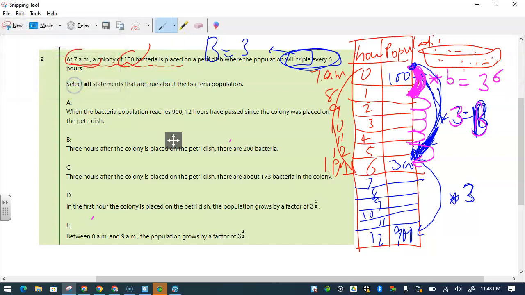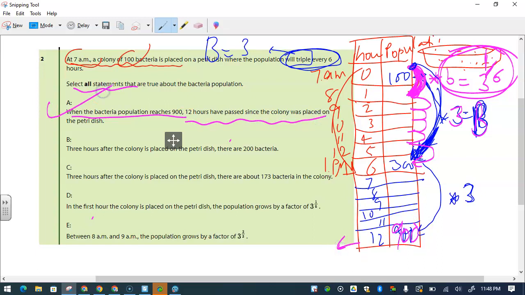B is 1/6. B is 3 raised to 1/6. That's the factor. Now let's go straight away to what the questions are asking. Which statements are true when the bacteria reaches 900? So that's 900. So here I have 900. 12 hours have passed, and you can see really 12 hours have passed. So that's the first correct.